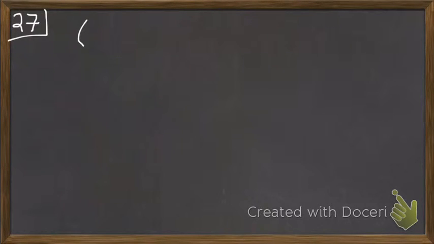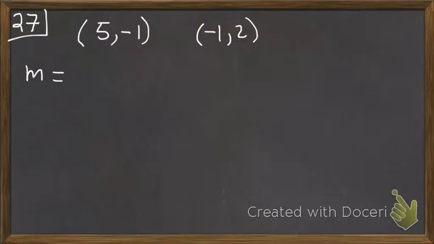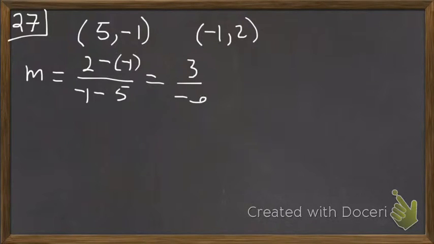27 asks the question, what's the equation of the line through the points (5, -1) and (-1, 2)? Well, the first thing we need to do is find the slope. So we use our old friend, the slope formula, and we get 3 over -6, which is -1/2. And then we pick out our favorite point, and let's use this one.